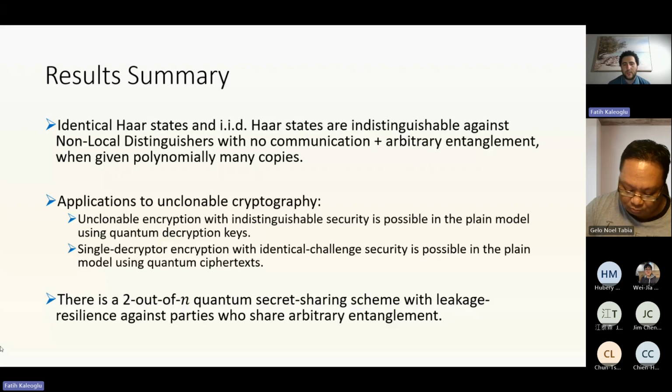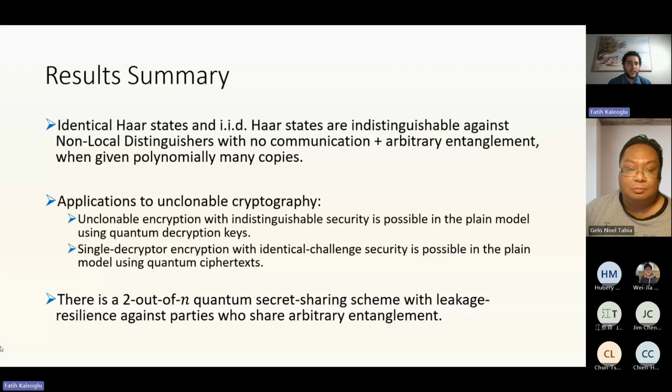The two applications listed here are very technically similar in nature, so we're only gonna delve into the first one in detail. But they are as follows. We show that unclonable encryption with indistinguishable security, which is the preferred security notion for unclonable encryption, is possible in the plain model if we allow the decryption keys to be quantum states. Previously, this was only known in the quantum random oracle model or other such limitations. And in a similar vein, we show that single-decryptor encryption with identical challenge security exists in the plain model if we allow the ciphertext to be quantum.